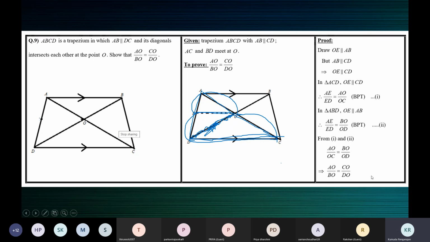Now, this one is called alternando. I forgot to write the reason here. You can exchange this. You can bring BO down and take OC up here. So you get AO by OB is equal to OC by OD. Just cross multiply, children. The result is the same. AO into OD is equal to OC into BO. It's the same thing. So exchanging this is not going to change the proportion. It remains the same.